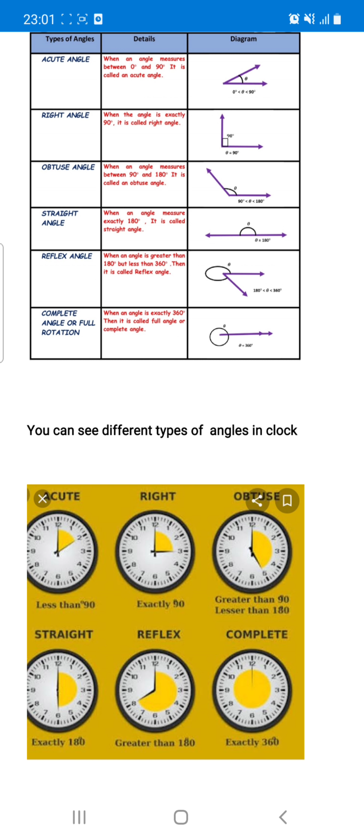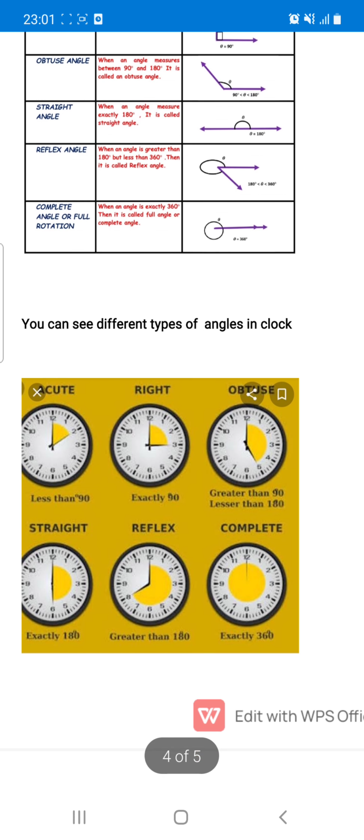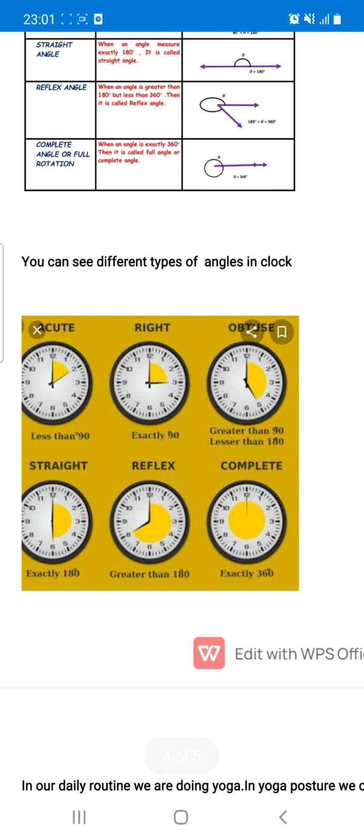Now we can use these angles in our day-to-day life. This is a clock showing you the time. Different times show you different angles. First, at exactly 2 o'clock, the yellow part forms one angle. In the first picture, that is less than 90 degrees, so it is an acute angle. In the second, it is 3 o'clock. 3 o'clock means exactly 90 degrees, so it is a right angle.